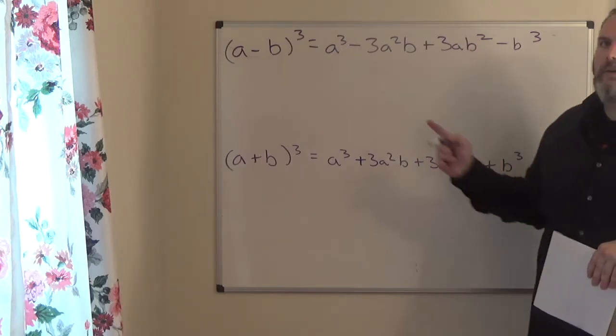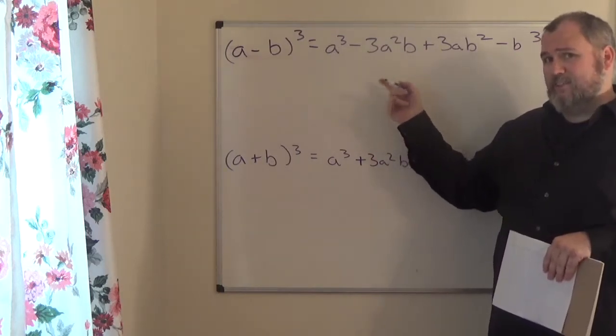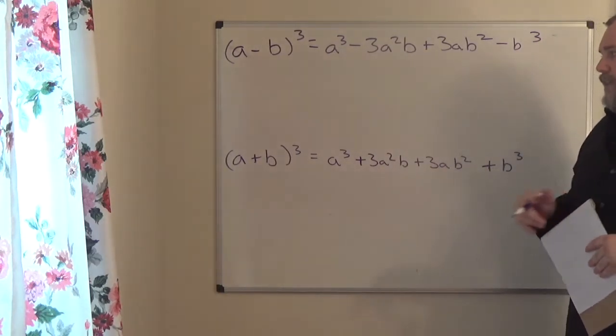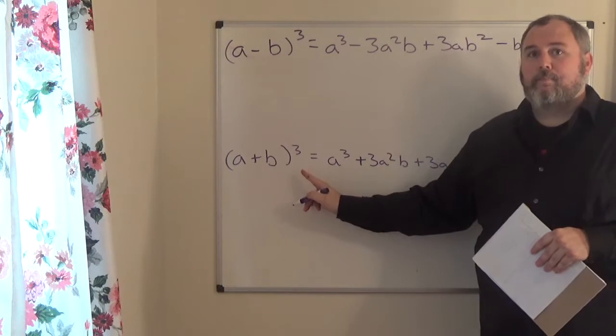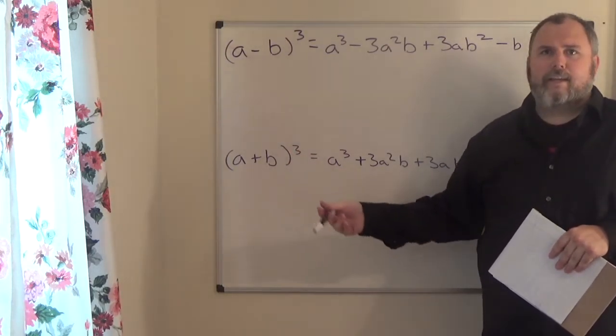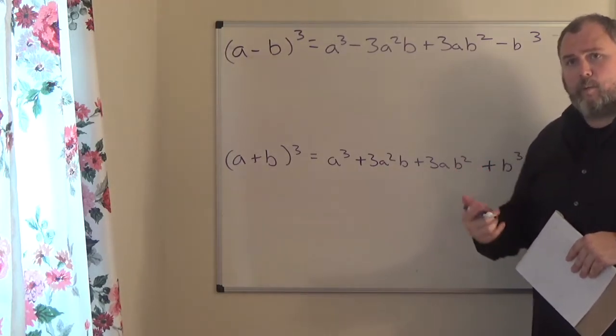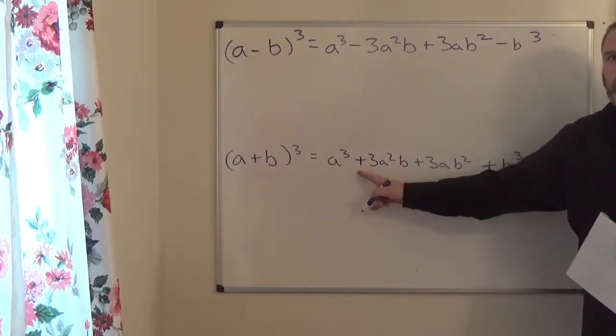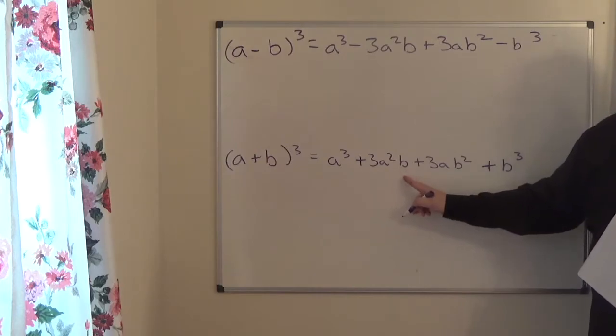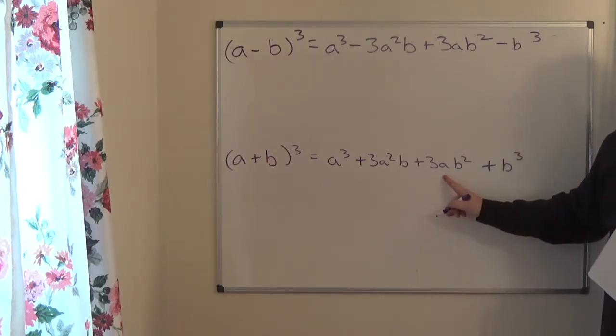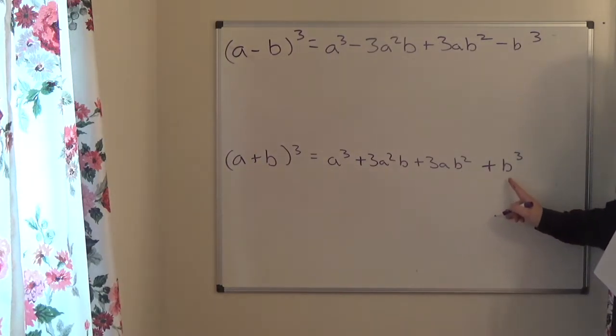Okay, we'll do this in some numbers. You'll see how this all works out in a minute. And then the bottom one says (a plus b) all cubed. Again, it could be saying (a plus b) times (a plus b) times (a plus b), but when we work it out, we get a cubed plus 3a squared b plus 3ab squared plus b cubed.